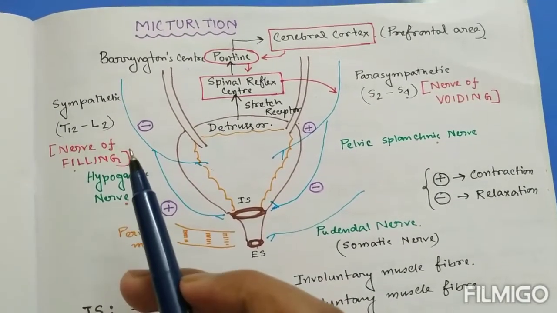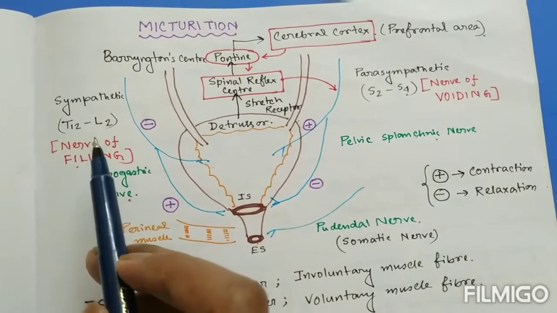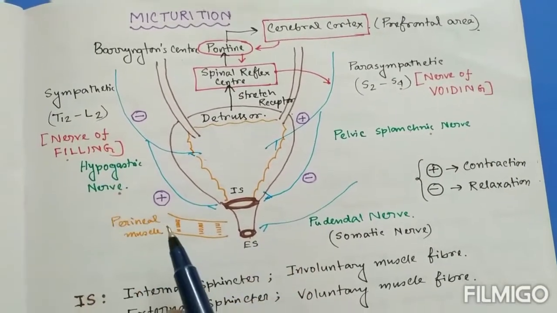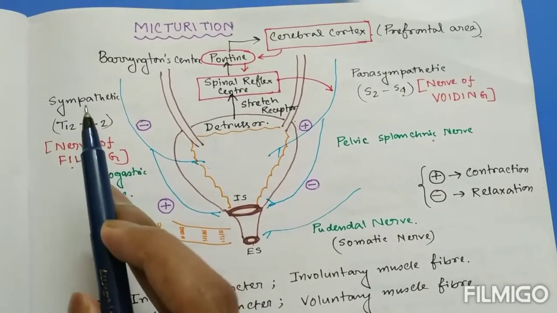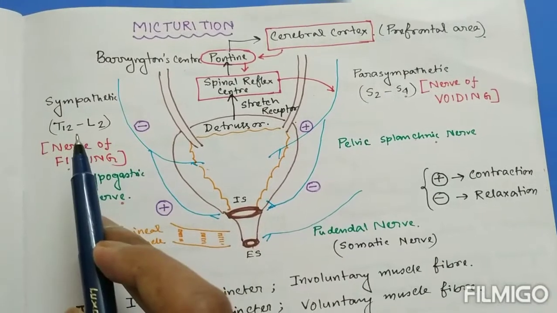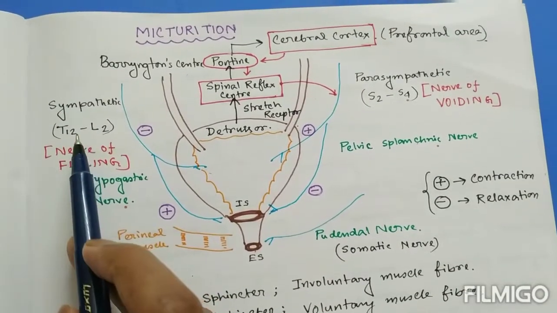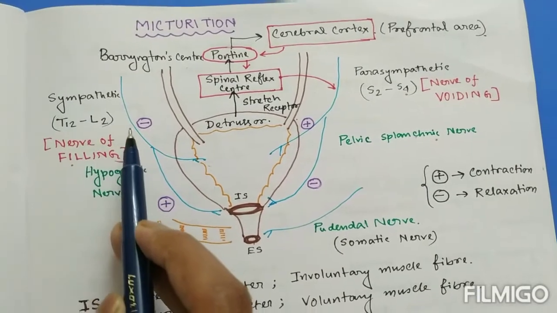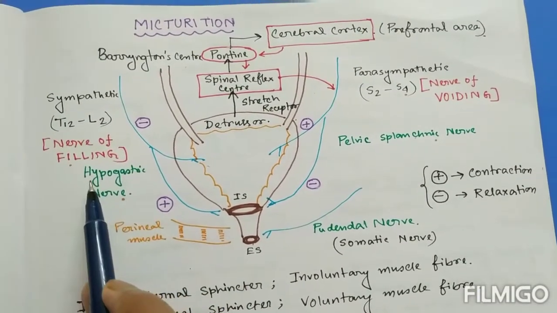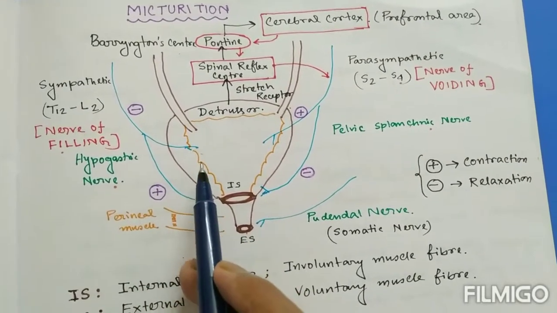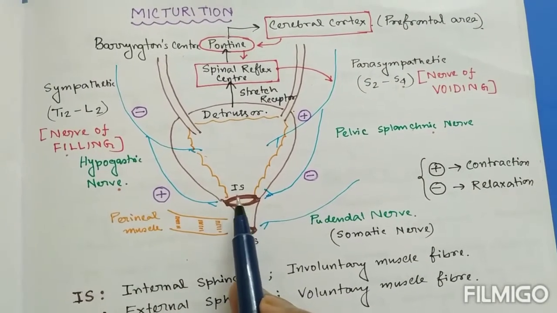Now coming to the nerve supply. There are two types of nerve supply, as in other viscera: autonomic and somatic. The autonomic type is of two types, sympathetic and parasympathetic. Sympathetic nerve fibers arise from the T12 to L2 spinal segments, and the fibers traverse via the hypogastric nerve, which ultimately reaches the detrusor muscle and the internal sphincter.